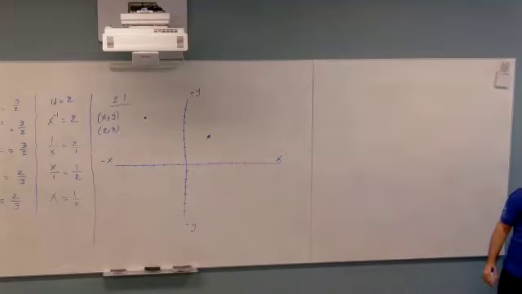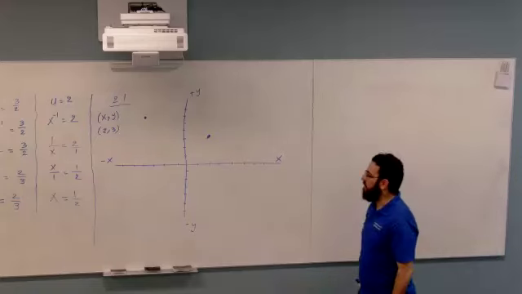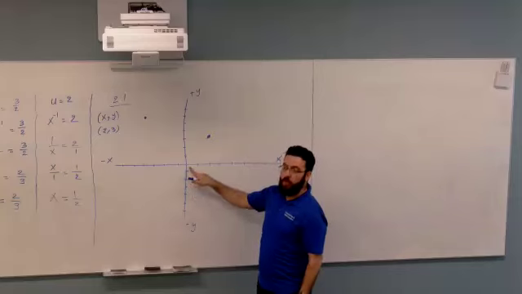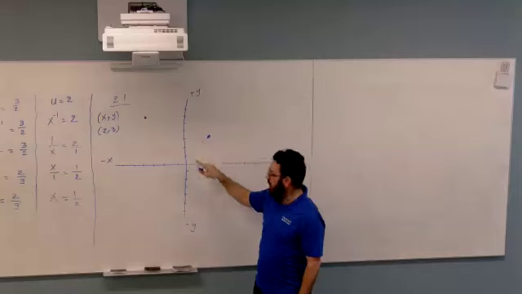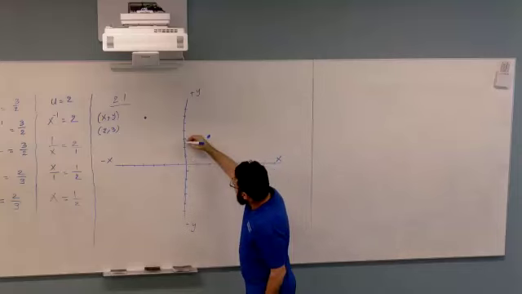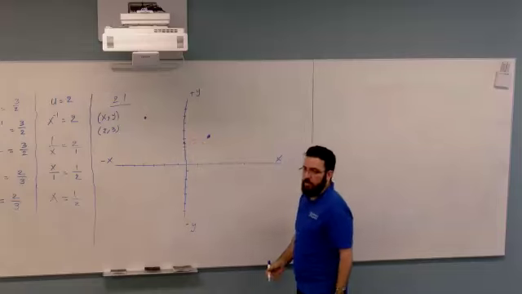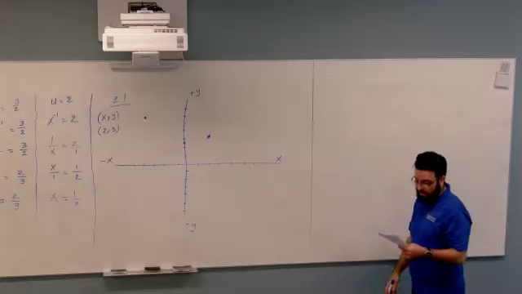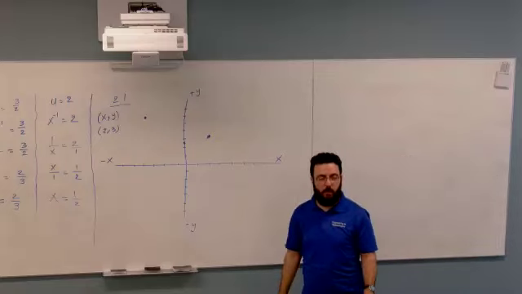Third point. 0 and 2.5. Where is the 0? X. The center. 2.5 is x or y? Y, so I have to go up. 1, 2, and here is 2.5. It's going to be between 2 and 3. It's 2.5. Is that okay? It's important. What about negative 3 over 4?